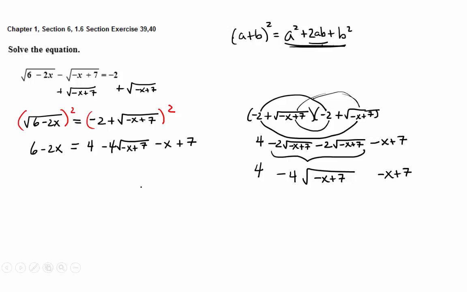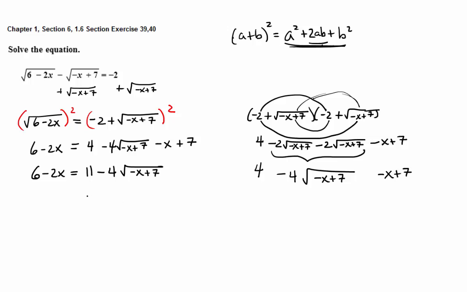So we've made some progress, but these problems are long because we were able to only get rid of one of the radicals, and now we need to isolate the other remaining radical and do the same thing over again. First, I'm going to combine the 4 and the 7. So we have 6 minus 2x equals 11 minus 4 square roots of negative x plus 7.